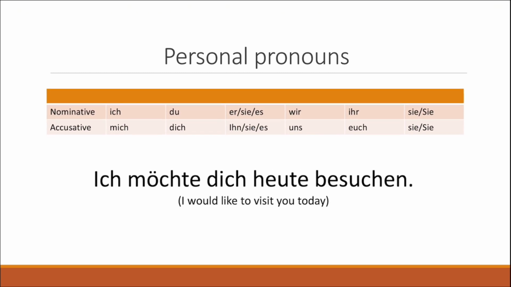Here you can see already an example. Ich möchte dich heute besuchen, which means I would like to visit you today. In this case, you can see how you is again the direct object of the sentence. Because of that, we're not going to say ich möchte du heute besuchen, but because you is the object, we're going to say ich möchte dich besuchen.